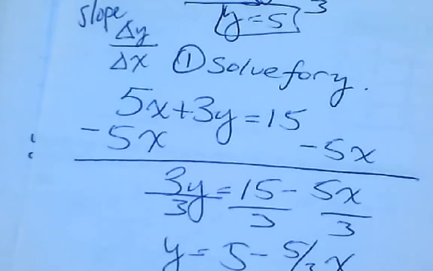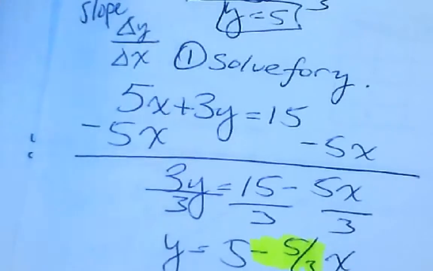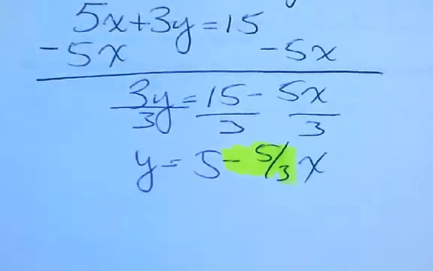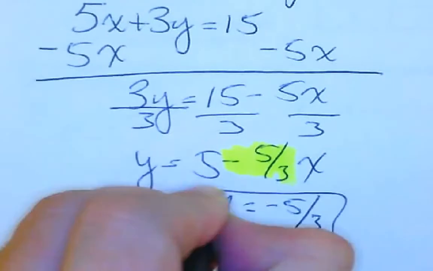That number that's right in front of x, negative 5 over 3, that's the one that is your slope. So we got our slope right here, negative 5 over 3. That's the final answer. So we can say our final answer, m equals negative 5 over 3.